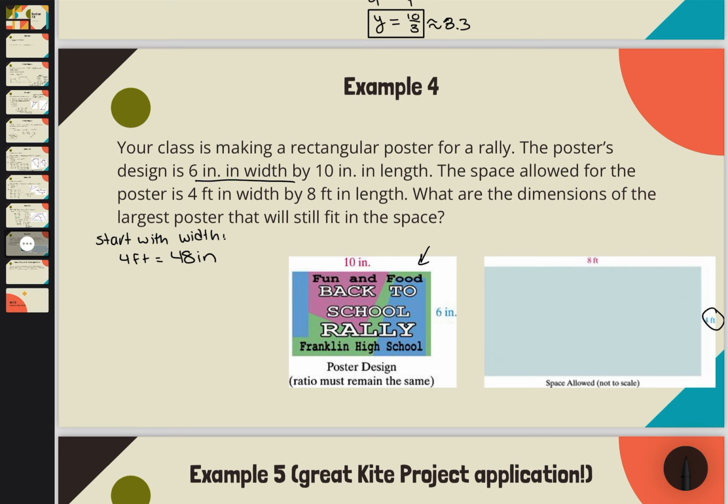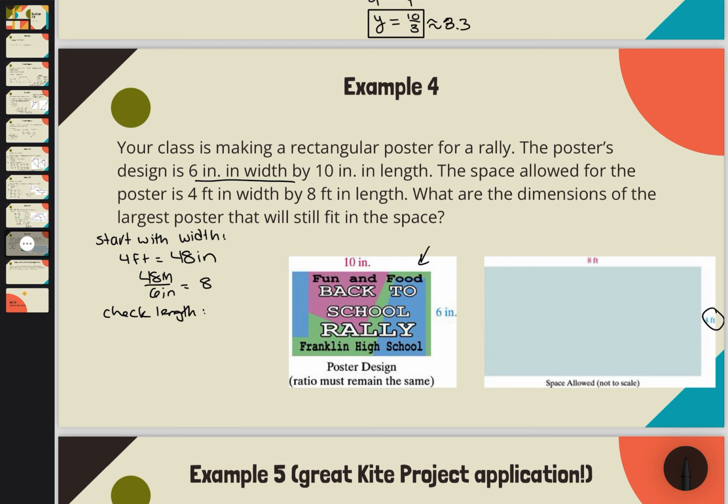So how many of these posters could I fit in there? How many 6 inches fit in 48 inches? What is 48 inches divided by 6 inches? 8. Okay, so it seems like maybe I could scale my poster up by 8, but let's check our length and check those dimensions over there.